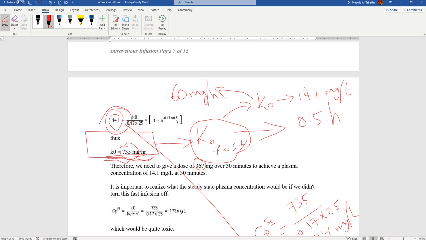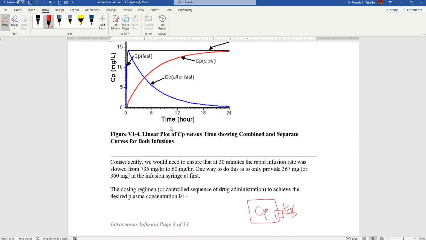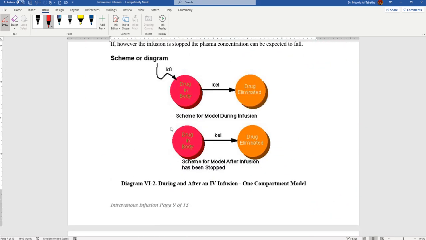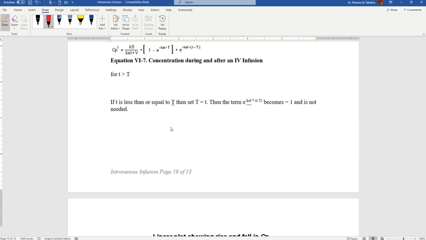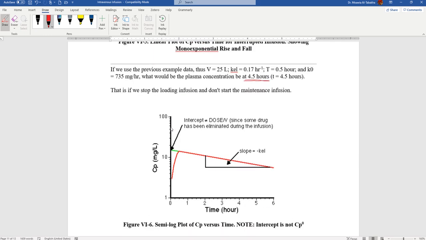Okay, half an hour, I stopped, or Sally stopped, and Sally did not slow down the infusion rate. So how is this going to happen? What will happen after 4.5 hours from the start?